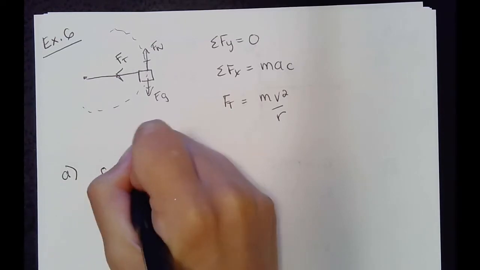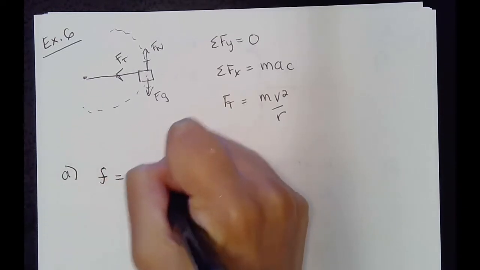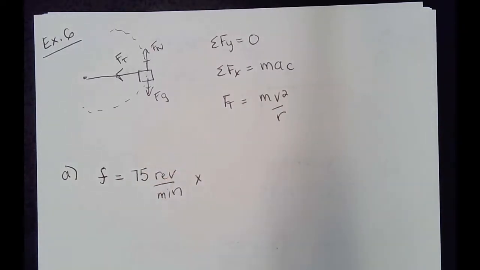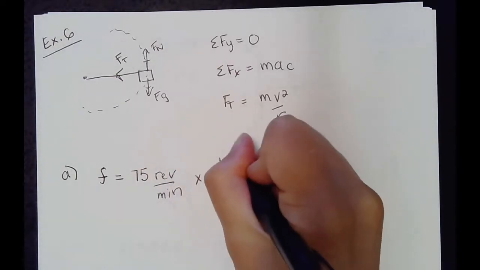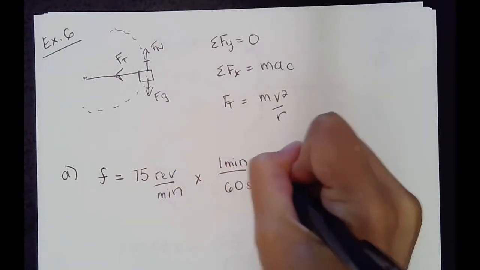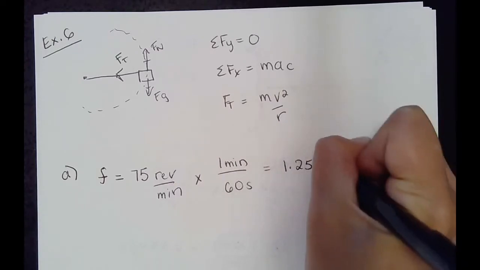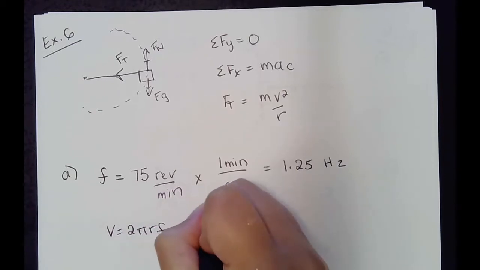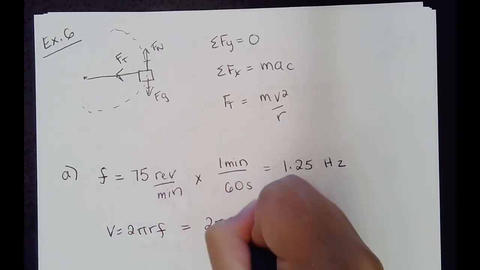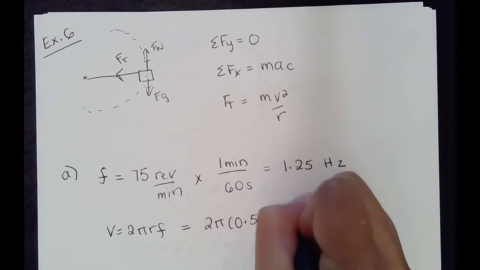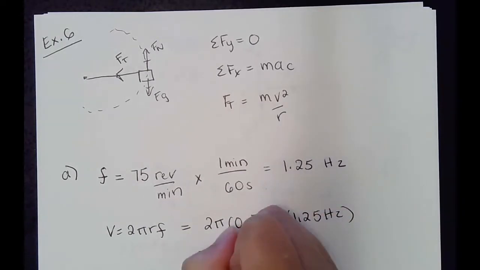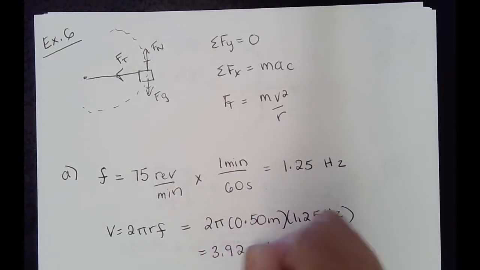We have a frequency of 75 RPM, revolutions per minute. So let's convert that into hertz, revolutions per second. So times 1 minute over 60 seconds is 1.25 hertz. And then we know that v equals 2 pi r f. So the speed is 2 pi times 0.5 meters, 50 centimeters, times 1.25 hertz. And this gives 3.92 meters per second for the speed of the block.